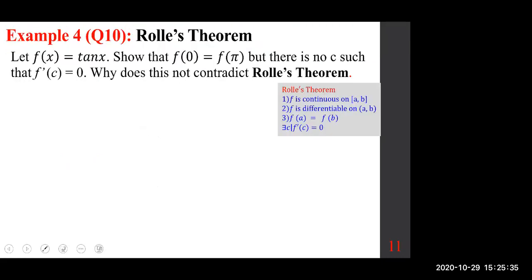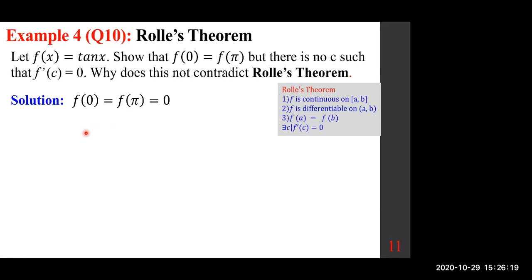Let's look at something fairly similar. We have a function f of x equals tan x. And we are going to show f of 0 equals f of pi. But there is no c such that f prime is 0, and why it doesn't contradict this theorem that is called Rolle's theorem. You really don't have to go even through the process, but let's go through the process. First of all, f of 0, tan of 0 is 0, f of pi, tan of pi is 0. I hope everybody knows that the tangent is 0 at 0 and pi.